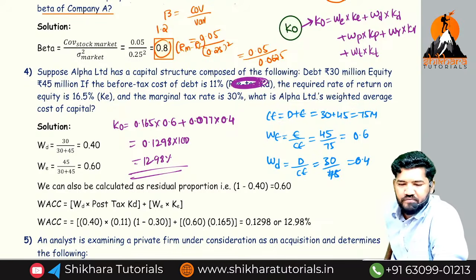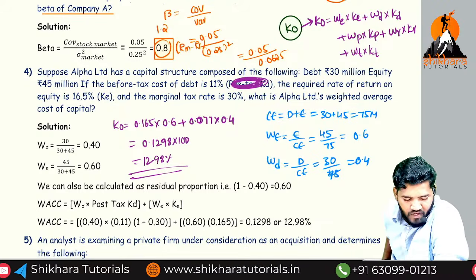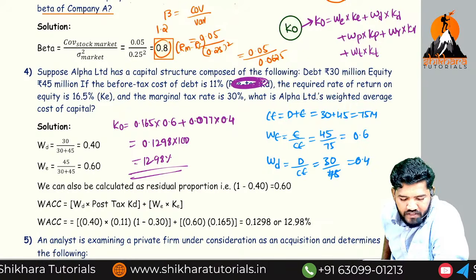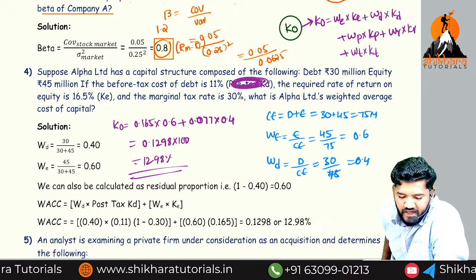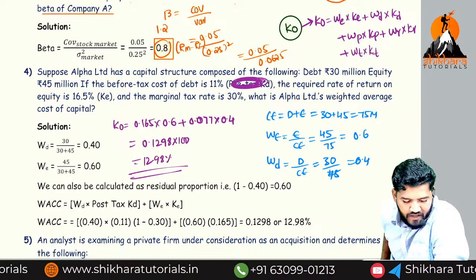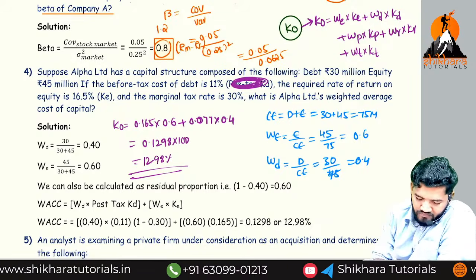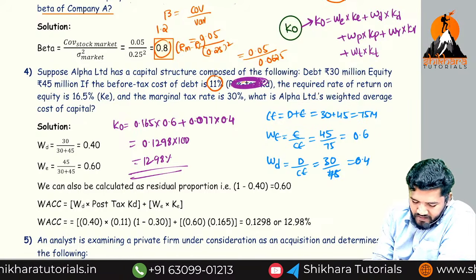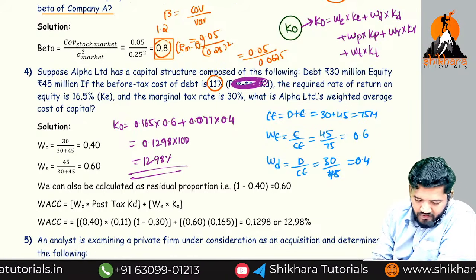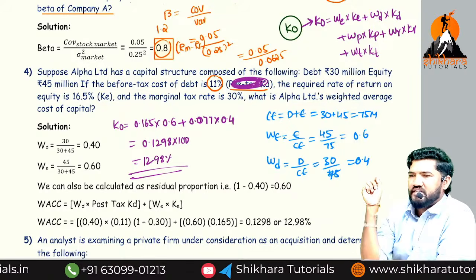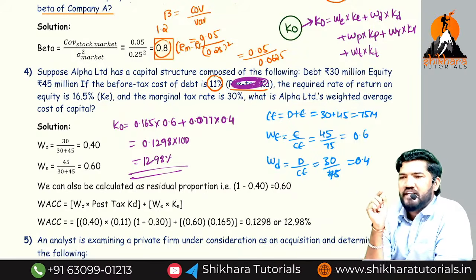Illustration number 4. Suppose Alpha Limited has a capital structure composed of the following: debt 30 million, equity 45 million. If the before tax cost of debt is 11%. Generally, there is a name called pre-tax.